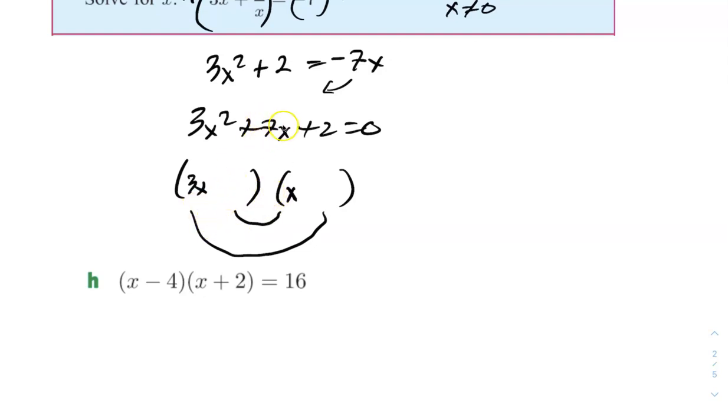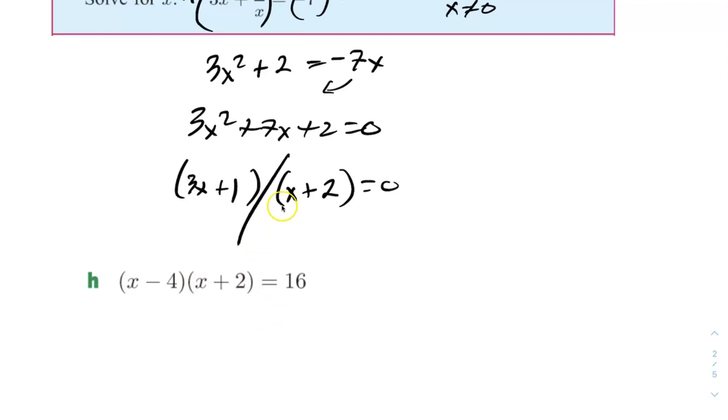So if I need to get a 7x, the 2 better become here because I need to get 6, and then I need this to be 1 to get 7. That's 2 and that's 1. Everything's a positive. So that's another way of factoring without having to do all the steps, but you have to really logic it out when you do it. Anyway, I just wanted to show you a different version.